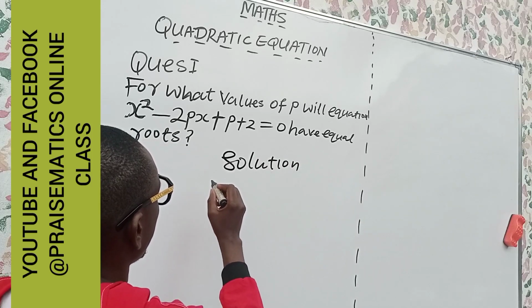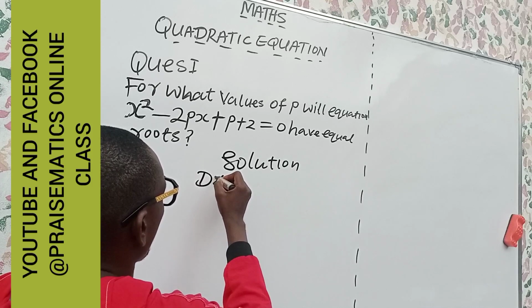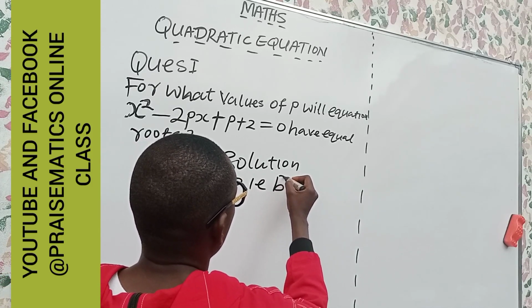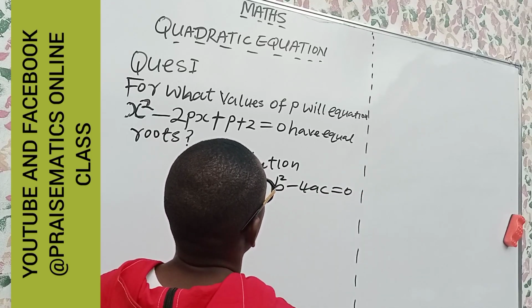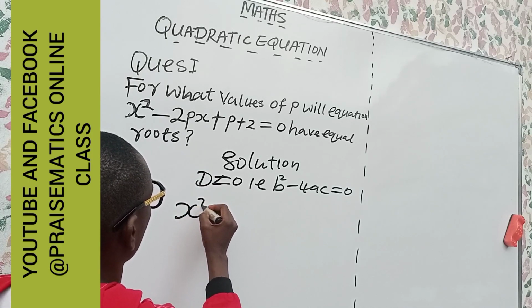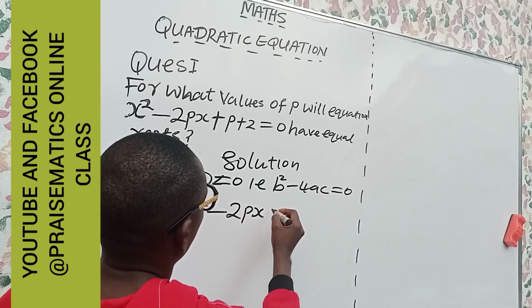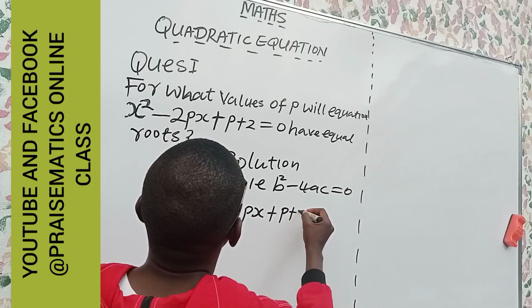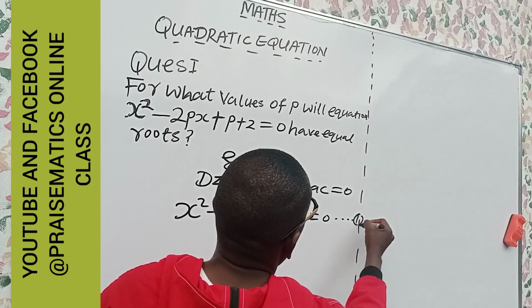Remember that the equal root formula is discriminant equal to 0. That is b squared minus 4ac will be equal to 0. From this question, we have the equation x squared minus 2px plus p plus 2 equal to 0. Let's call it equation 1.